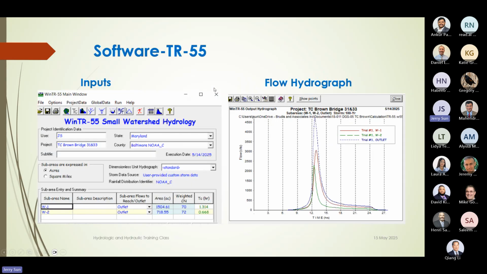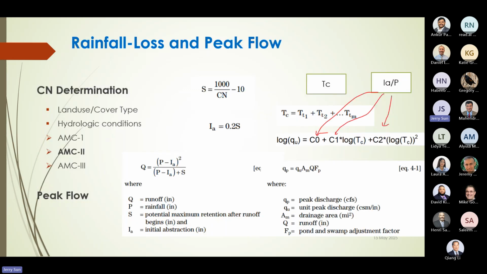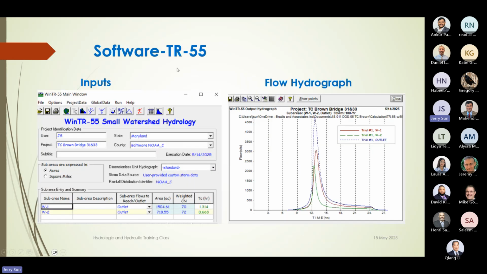Then you don't worry about this. It just tells you how to calculate the peak flows. But now everything is built in the software. So for example, this is the TR55. For the TR55, you see what happens.